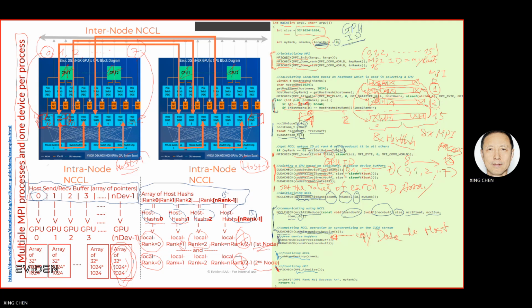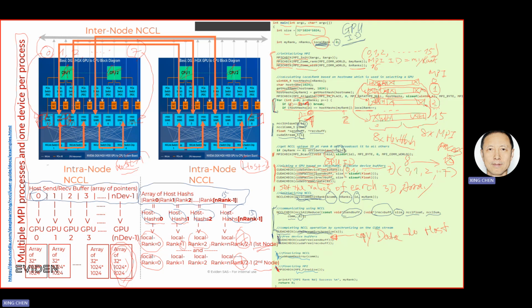So the summary is that you need to mix the two communication libraries to make this internode GPU communication happen. This is what the programmers need to do to make the code work. Okay.